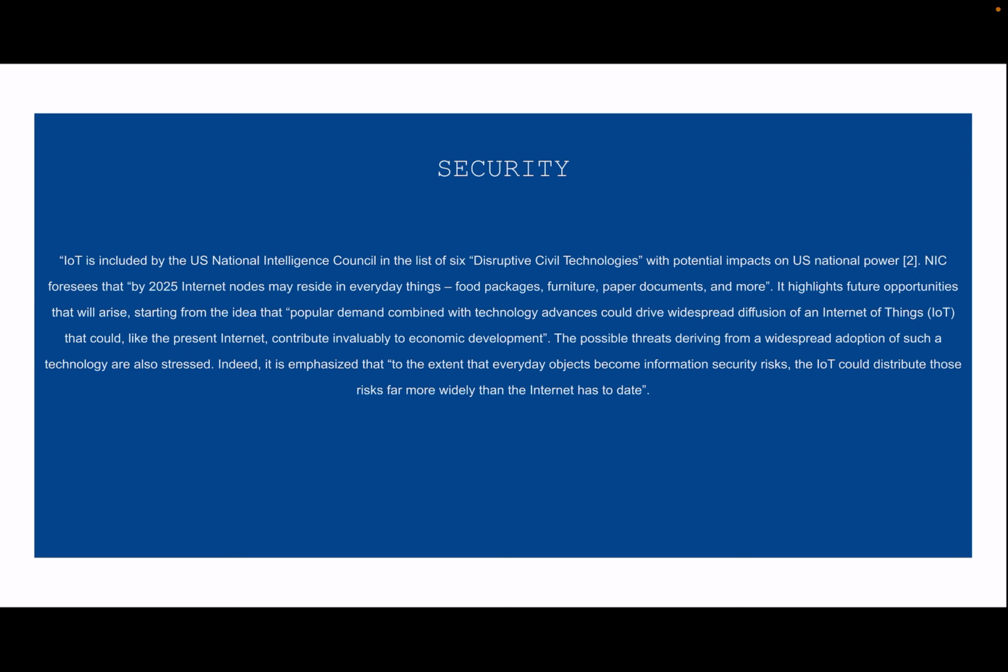National power. The NIC foresees that by 2025, Internet nodes may reside in everyday things: food, packages, furniture, paper documents, and more. It highlights future opportunity that will arise, starting from the idea that popular demand combined with technological advances could drive widespread diffusion of an Internet of Things that could, like the present Internet, contribute invaluably to economic development. The possible threats deriving from a widespread adoption of such a technology are also stressed. Indeed, it is emphasized that to the extent that everyday objects become information security risks, the IoT could distribute those risks far more widely than the Internet has to date.